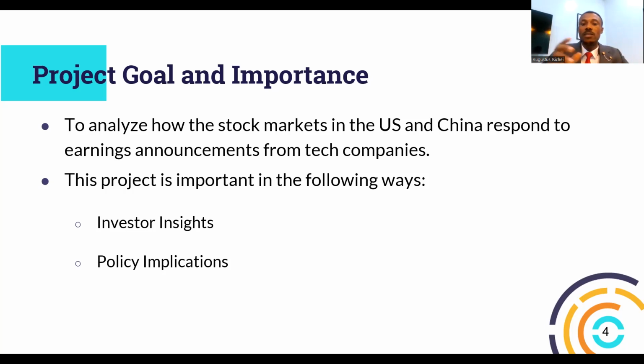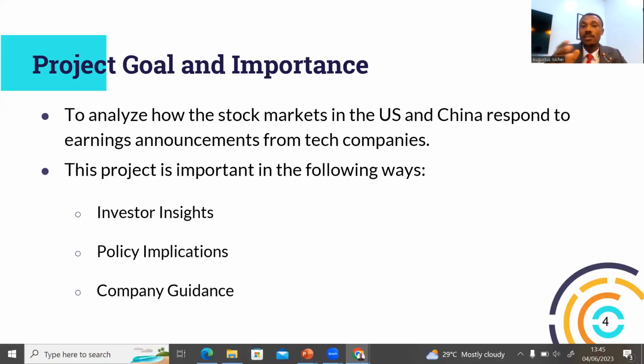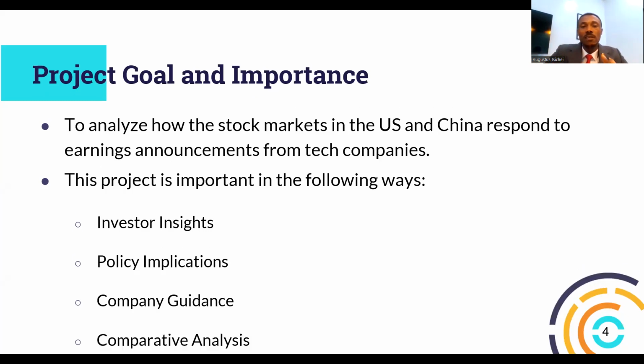Thirdly, we have company guidance. By analyzing market reactions to earnings announcements, say, of similar tech companies, companies can gain insights into how their own announcements are likely to be perceived by the markets. Last but not least, we have comparative analysis. The comparative analysis done in this study serves as a valuable resource for gaining a deeper understanding of the distinct characteristics and opportunities for improvement within the US and China stock markets.